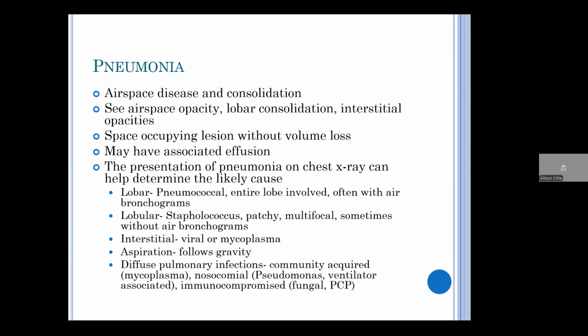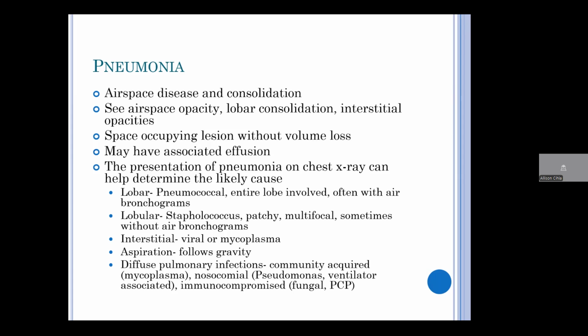The other thing to know is that its appearance on an X-ray can help to determine what type of organisms may cause the pneumonia. Lobar pneumonia is likely to be pneumococcal, versus lobular pneumonia is more likely to be staphylococcus. And interstitial pneumonia, which affects all of the lobes of the lung, is more likely to be a viral or a mycoplasma pneumonia. Aspiration pneumonia follows gravity, and so you would expect those pneumonias that are related to aspiration to be in the lower lobes of the lungs.